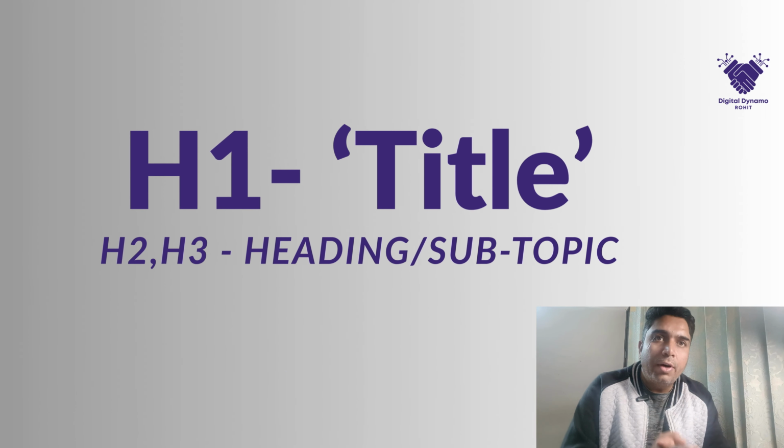Now the next component is heading tags. H1, H2, H3. These are the heading tags. Use one main title for the H1 tag and H2, H3 for subtopics. Use keywords naturally so that you can structure your content with these H1, H2, H3 tags, and this will be useful for reading by Google algorithms.